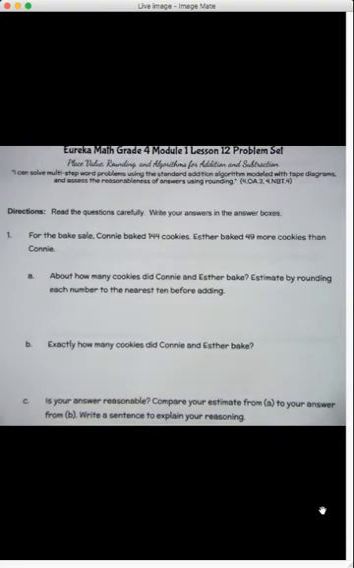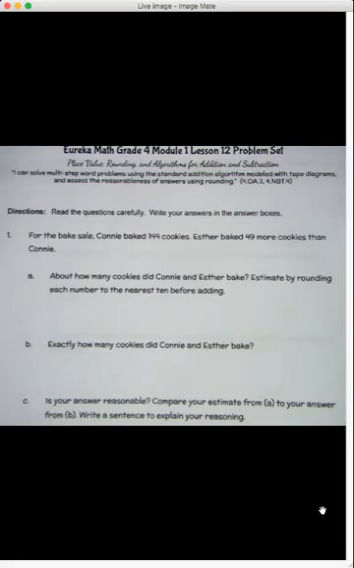Okay, so let's take a look at this first problem together. For the bake sale, Connie baked 144 cookies. Esther baked 49 more cookies than Connie. About how many cookies did Connie and Esther bake? Estimate by rounding each number to the nearest 10 before adding.